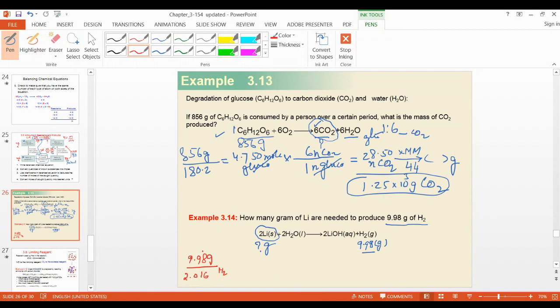9.98 divided by 2.016, then you will get 4.95. So now moles, you will get 4.95 moles of hydrogen. So what is this step now, which I told you is a very important step? This is a very important factor. This is the ratio.